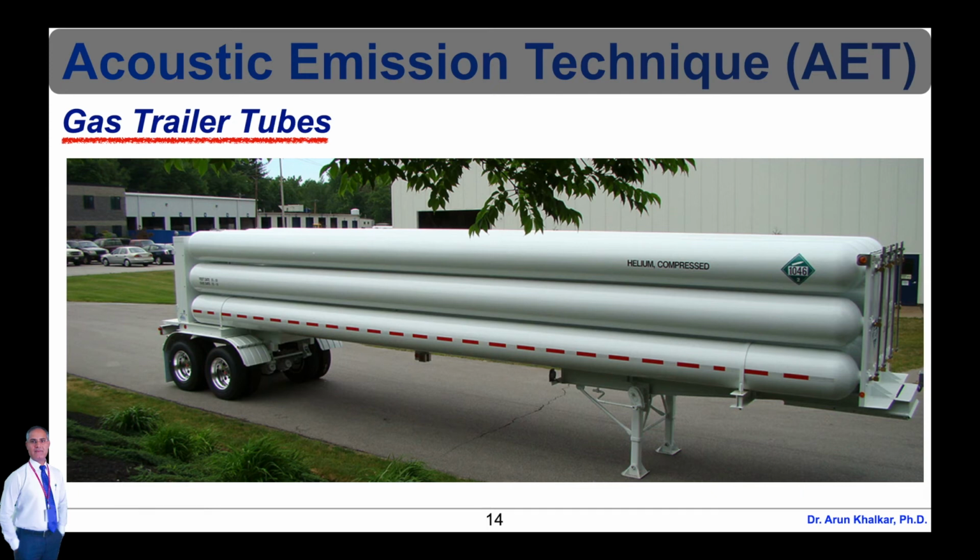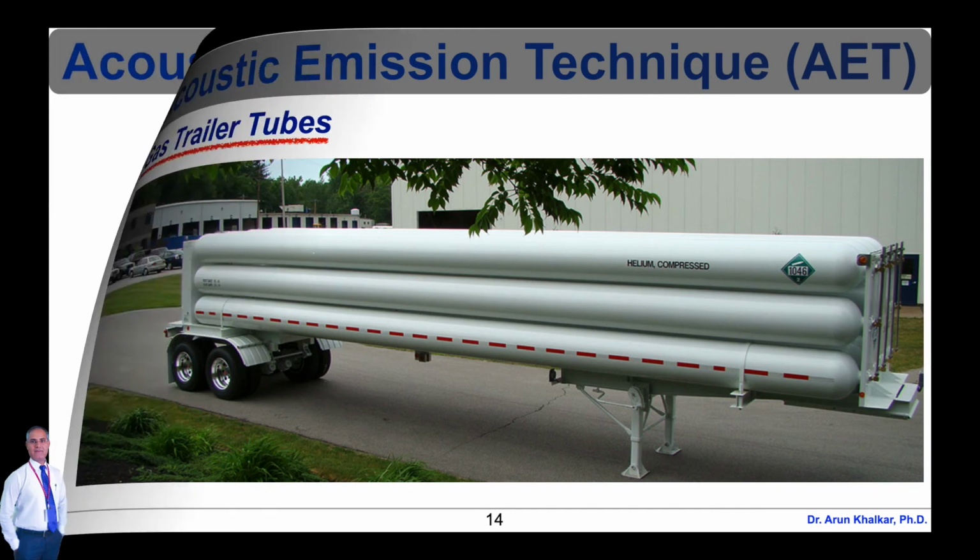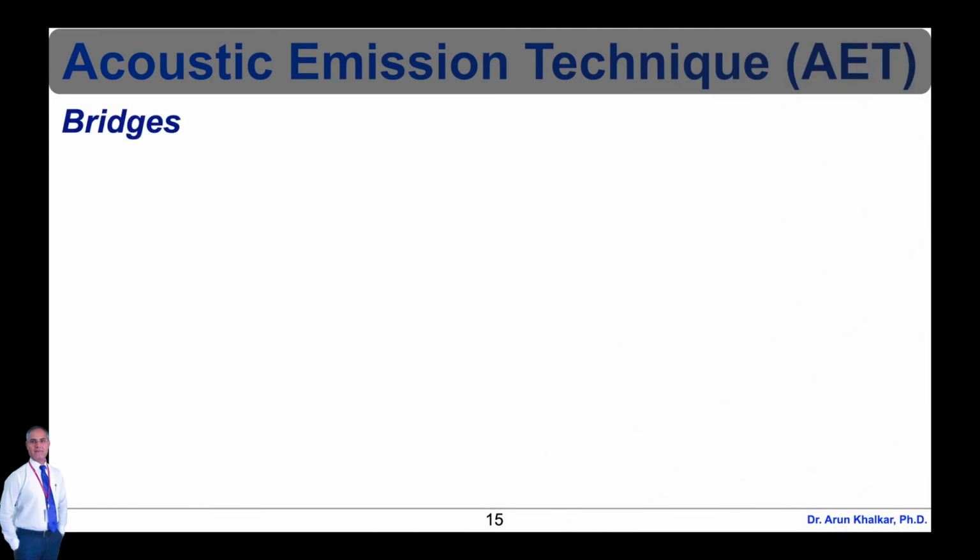Acoustic emission technique can detect subcritical flaws, whereas hydrostatic testing cannot detect cracks until they cause rupture of the tube. Because of the high stresses in the circumferential direction of the tubes, tests are geared towards finding longitudinal fatigue cracks. Next application of acoustic emission technique is in bridges.